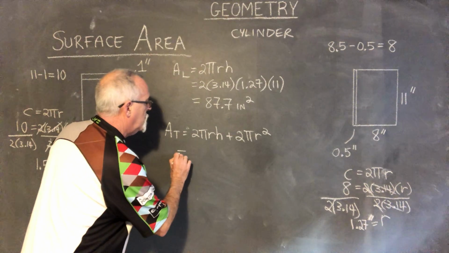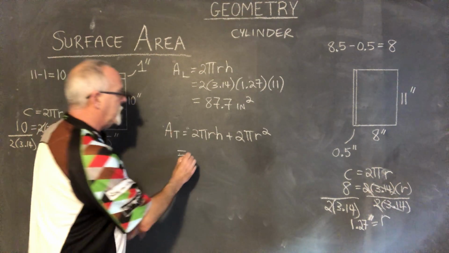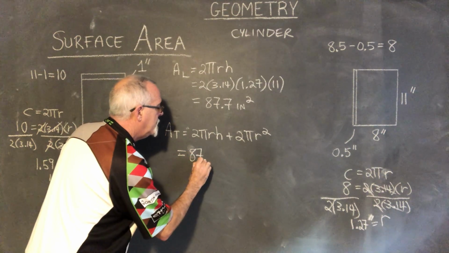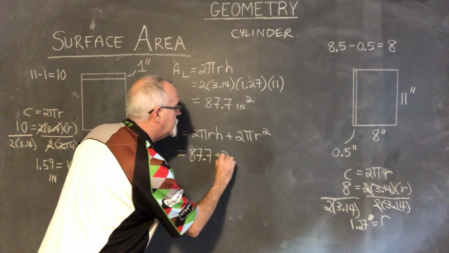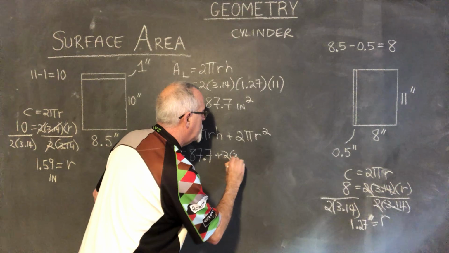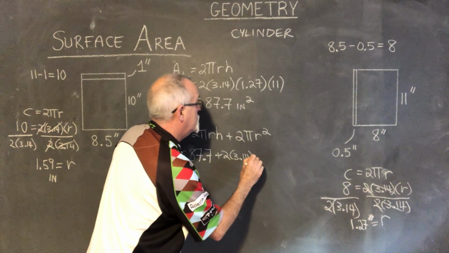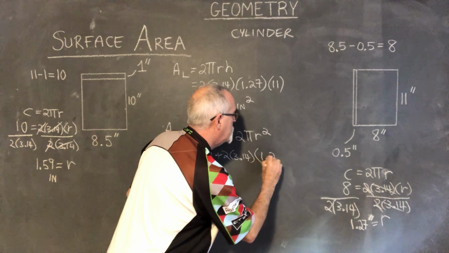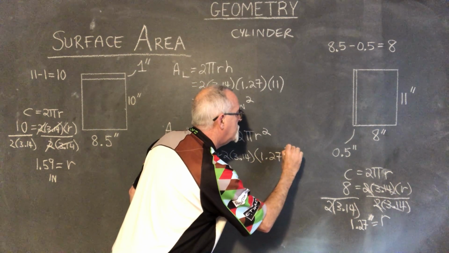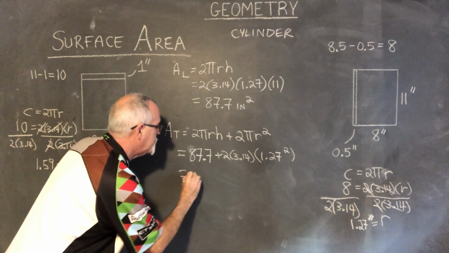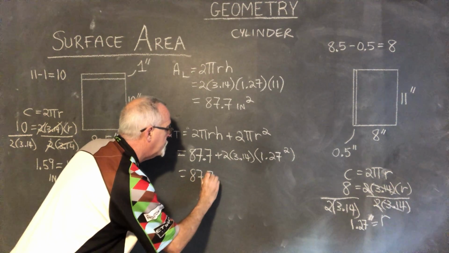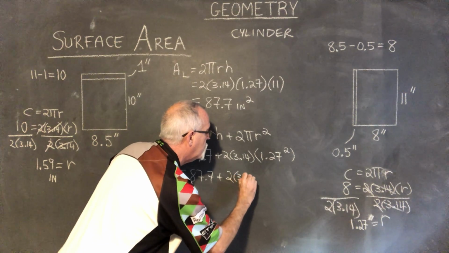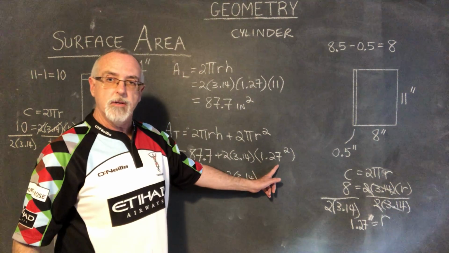Okay, so the area total is 2 pi r h, which we know is going to be 87.7. 87.7 plus 2 times pi times r squared. That's 1.27 squared. Which is 87.7 plus, and I'm not multiplying yet, 2 times 3.14 times the answer to 1.27 squared.